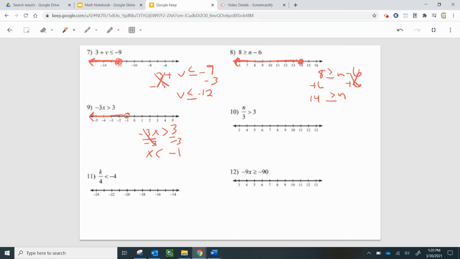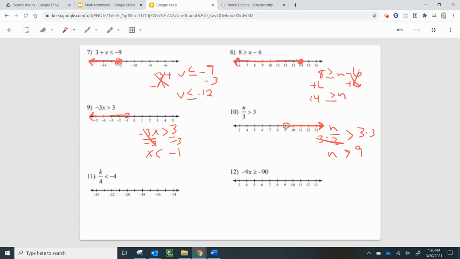Okay, welcome back. Let's see, how'd you do? So this one we got n over 3 is greater than 3. That line means divide. I have to do the opposite of divide, which is multiply. And I did multiply, but not by a negative, so that's okay. And so n is greater than 9. So here's 9. Open dot because it's not equal to. And numbers that are greater go this way.